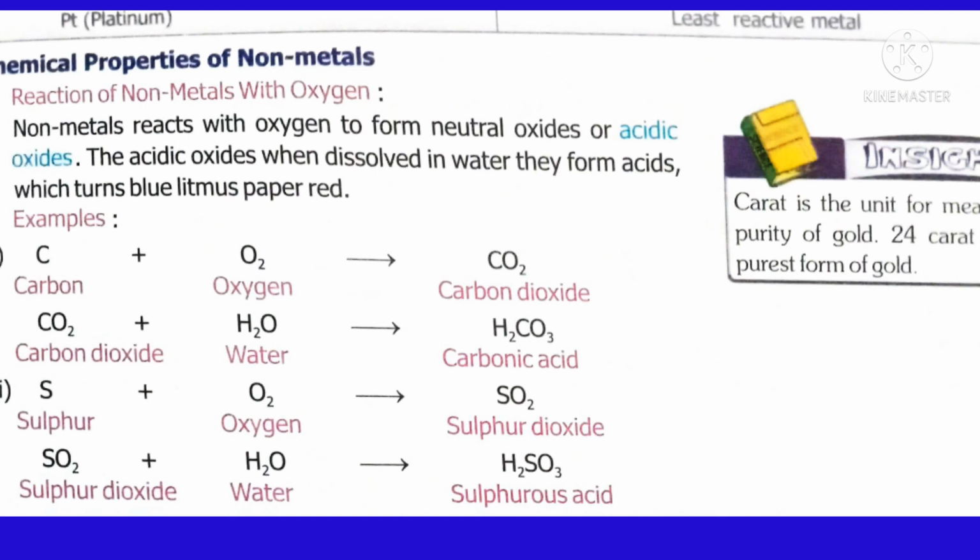Here the question is, what is the unit of gold? Carat is the unit of gold. Pure gold has 24 carat. This type of gold is not strong. So in order to make it strong, they will add a little copper or silver as an alloy.